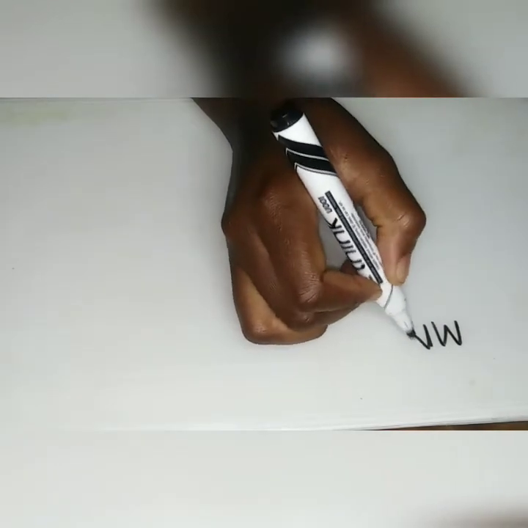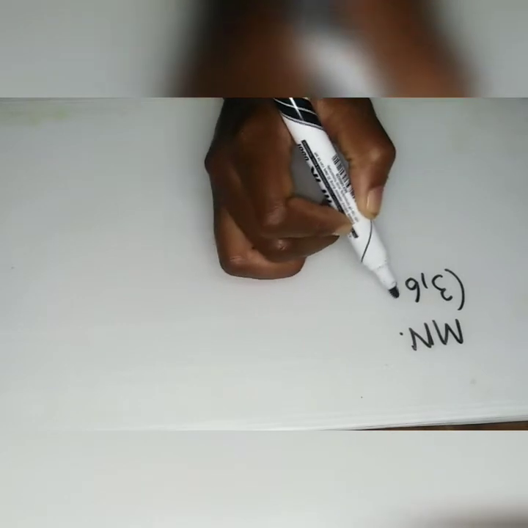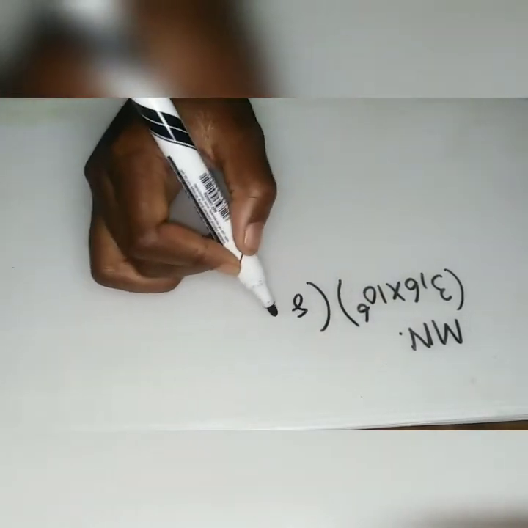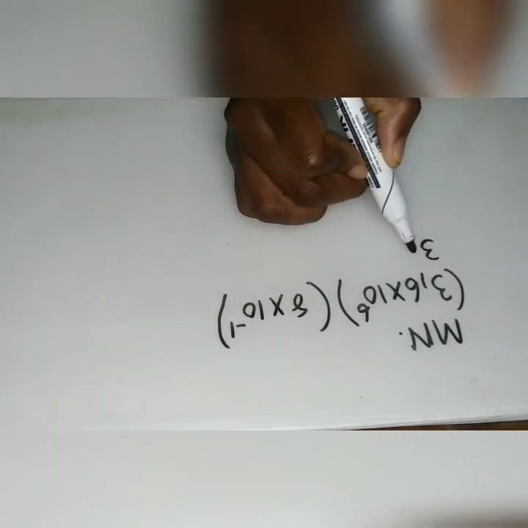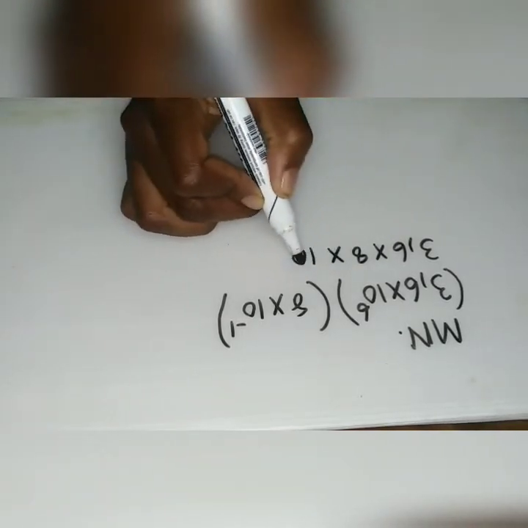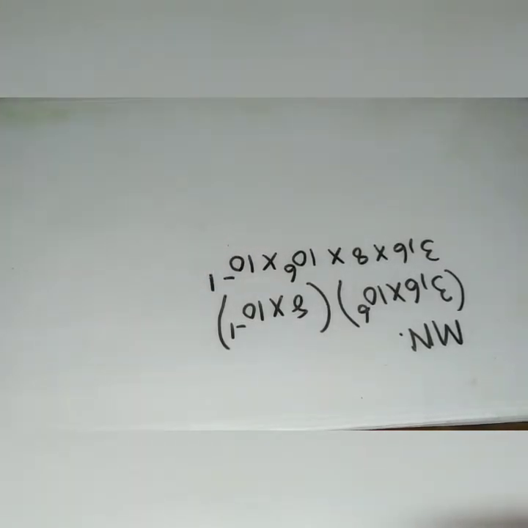The next part of the question, they want us to find what's m times n. What's m times n? What's mn? Which is also very easy. Our m is 3.6 times 10 to the power 6. And our n is 8 times 10 to the power minus 1. So this is what we're going to do. You multiply your 3.6 with the 8, and then your 10 to the power 6 by 10 to the power negative 1. What is 3.6 times 8?